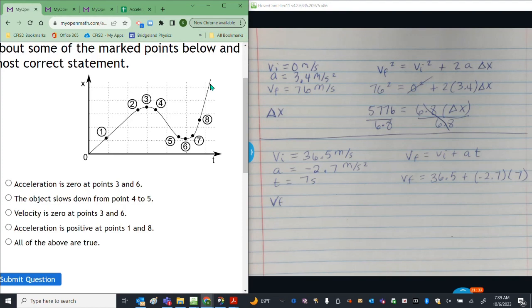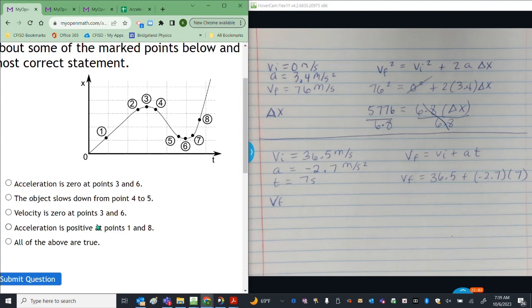So looking at this, the first option says acceleration is 0 at points 3 and 6. And no, it's not. This is still on the curve. And so I know that I don't have 0 acceleration. The only places I have 0 acceleration, like point 1, that would be 0 acceleration. That's a straight line. Okay, point 8, that would be 0 acceleration. That's a straight line. But points 3 and 6 are on the curve. And if there's a curve, there's acceleration. There's a change in slope. Okay, that means there's a change in velocity.